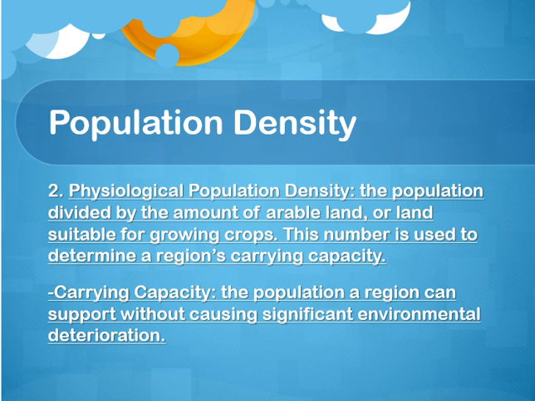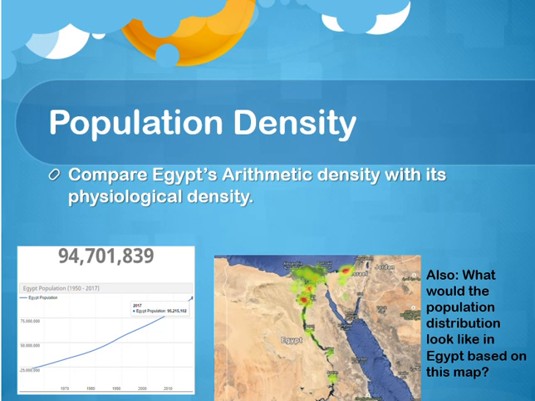It's different because it tells us carrying capacity. It tells us how many people a given piece of land or a given country, a given region, a given continent can most likely support. Again, this is carrying capacity. How many people can a piece of land support? When you look at physiological density, think about Egypt. Egypt's a great example. It's a large country. Almost 100 million people live there.